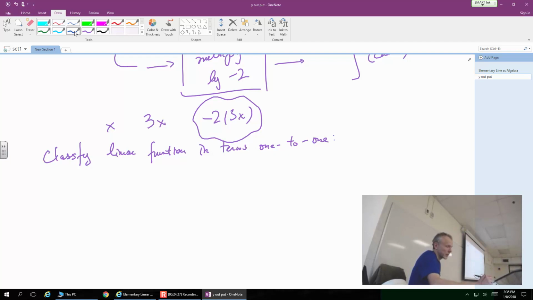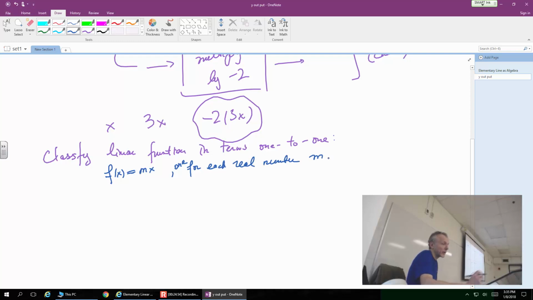Linear functions. So once again, it's simply f of x equal mx. So we have right here in front of us all linear functions in dimension 1 listed. For each real number m, there will be a linear function y equal mx, one for each real number m. Okay, so then you can guess that some of them will be one-to-one and some will not.